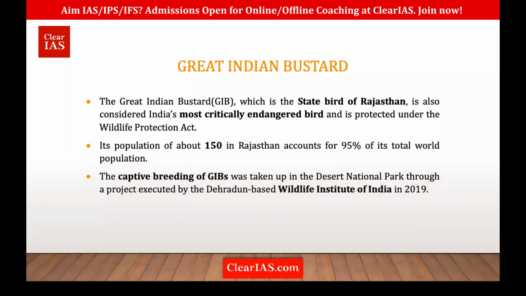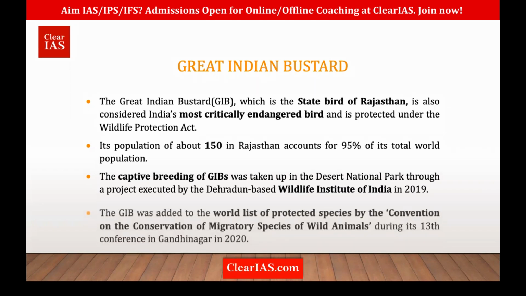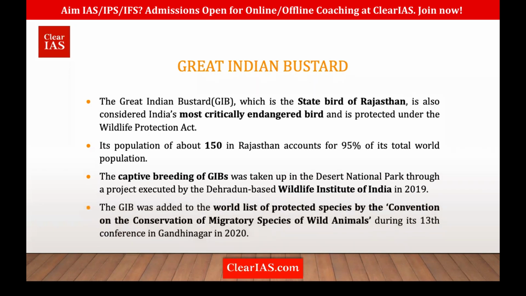Apart from the conservation initiatives, there is captive breeding of the Great Indian Bustard in the Desert National Park. It is organized by the Wildlife Institute of India. Also, it is listed under the Convention on Migratory Species, CMS. We'll see about CMS later on. Remember, the Great Indian Bustard is listed under the CMS. I told you it is a critically endangered species found in this western desert region. So that is the Great Indian Bustard.